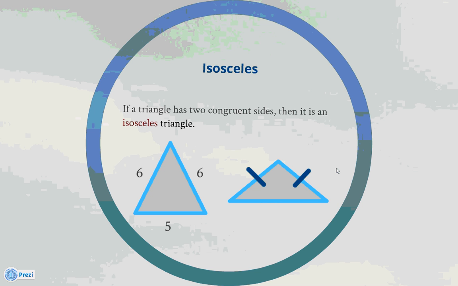Next we have what are called isosceles triangles. This is if a triangle has two congruent sides, then it's an isosceles triangle. So 6, 6, 5, and then of course these little marks here mean that the triangle has two congruent sides. So this side is congruent to this side. Isosceles triangles have two congruent sides.